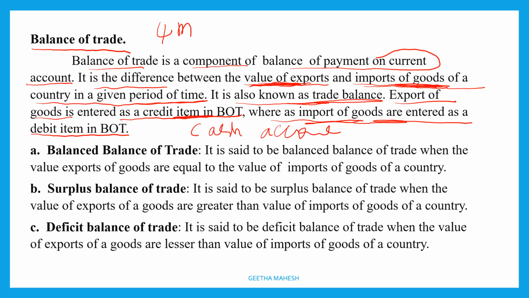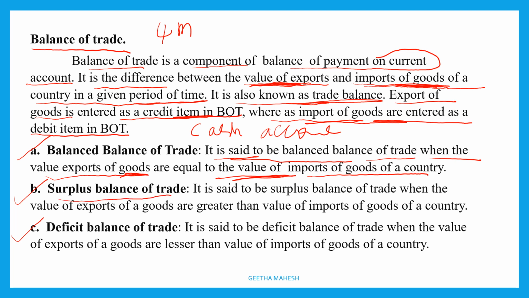They are all cash account. Now the balance of trade are of 3 types: balanced balance of trade, surplus balance of trade, and deficit balance of trade. Balanced balance of trade, it is said to be balanced balance of trade when the value of export of goods are equal to value of import of goods of a country.